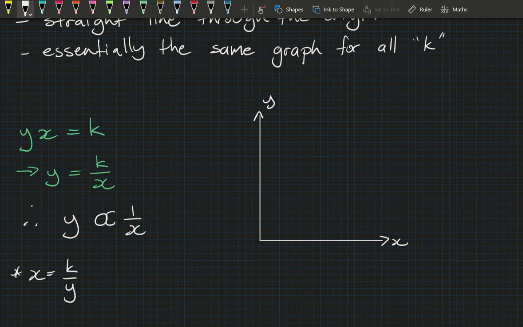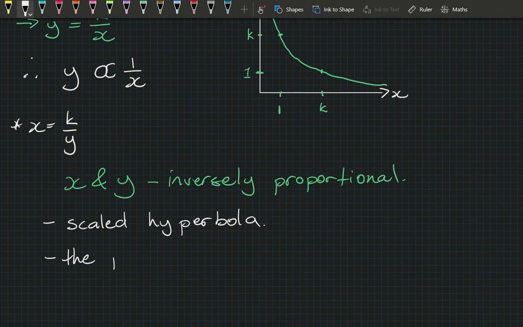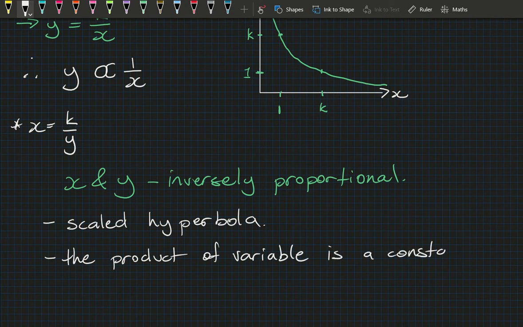We've just done hyperbolas, so you'll know that the graph will look a little bit like this. Because we're multiplying it by k, where x is 1, y will be k, but also where x is k, y will be 1. So for this relationship, we would say that x and y are inversely proportional. That's because y is proportional to the multiplicative inverse of x and vice versa. As I said, this will give us a hyperbola with some scaling, and for any point on this curve, the product of the variables is a constant.